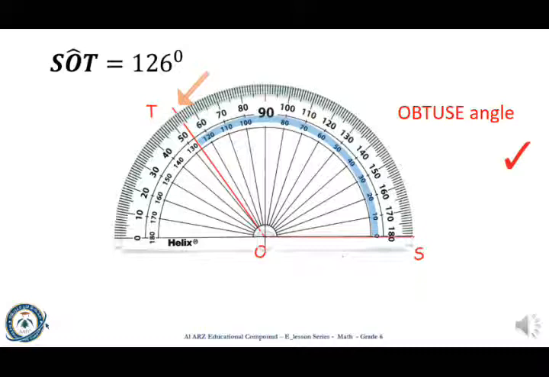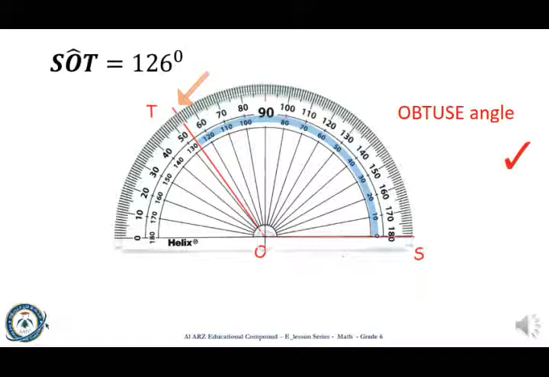When we reach 90, we make sure that the numbers are increasing. So we don't go to 80, we go to 100. Be careful. So 90, 100, 110, 120. Is it 130 yet? No, it is between 120 and 130, so you go up and you count the small lines on the top of the protractor. 120, 121, 122, 123, 124, 125, 126. So it is 126 degree.